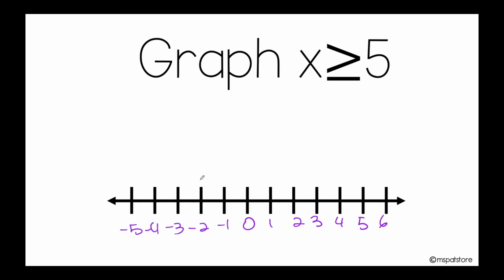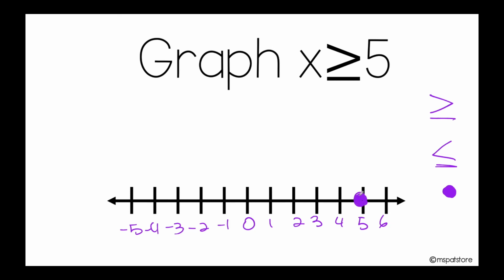So now in this case, remember that when I have either this symbol or this symbol, I need to use a closed circle because I need to include that number as part of the solution, because it says that x is greater than or equal to 5. So it could be 5 too. So I need to include that.